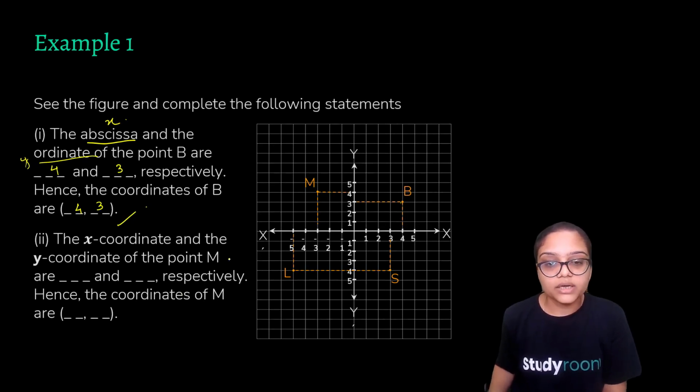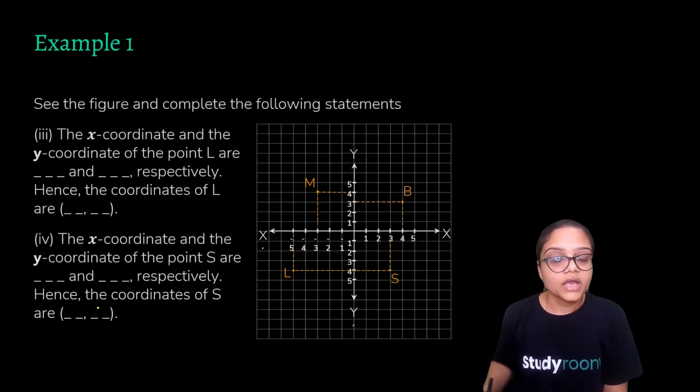Now the x and y coordinates for M. Again, perpendicular distance from the y-axis would be abscissa. So just look at this distance. 1, 2, 3, -3. It's in the negative direction. Just keep in mind. And the same from the x-axis, perpendicular distance would be ordinate. 1, 2, 3 and 4. It's in the positive direction, so 4. So the coordinates would be (-3, 4).